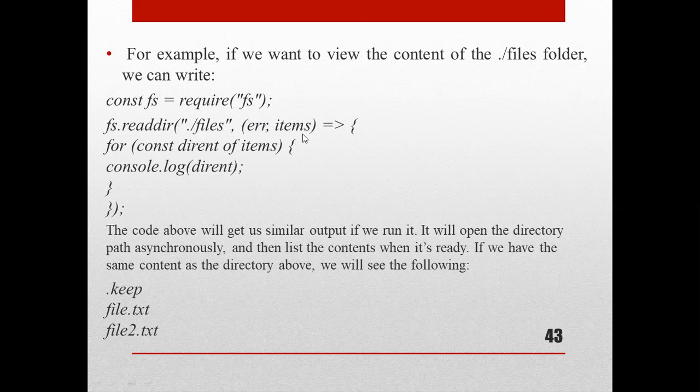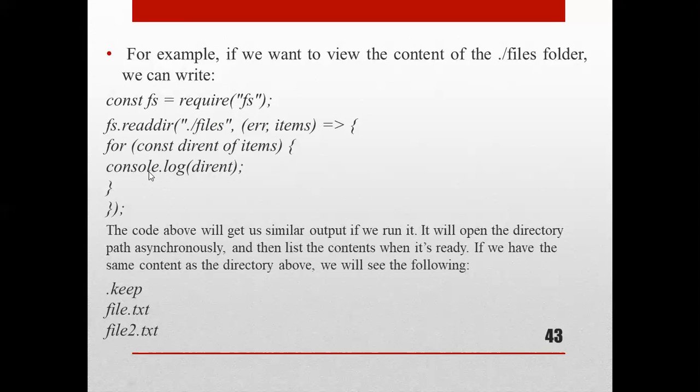This is the callback. We are going to open the directory, read it, and return the items of that directory. See the syntax of read directory: this is the path and this is the callback. After reading, we are going to perform some operation, like for const dirent of items. There may be several items available in that directory. Then we are going to print them.